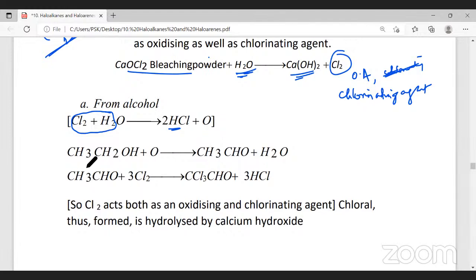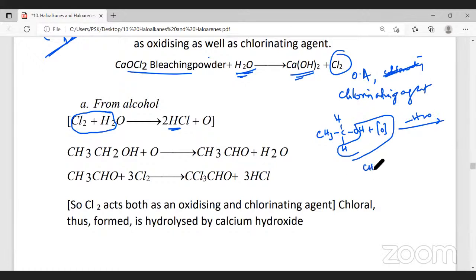So when it's treated with an alcohol, ethanol, what happens? Alcohols are oxidized to aldehydes. Now, alcohol, we write CH3CH2OH. When this is oxidized, these two hydrogens and oxygen get eliminated as water. And what's the product you get? You get CH3CH=O. This is nothing but aldehyde. The byproduct is water. This aldehyde which is formed further reacts with chlorine.